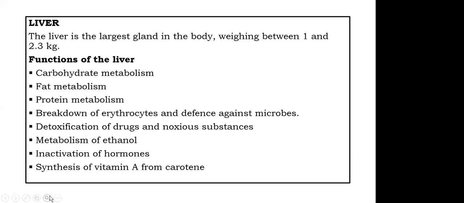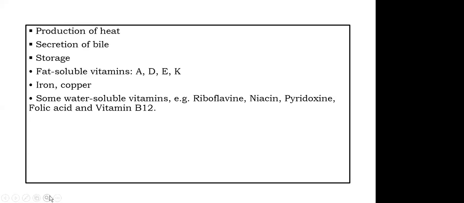And what is the other function? The production of heat. The liver uses considerable amount of energy, has a high metabolic rate and produces heat. And the liver is the main heat producing organ of the body. Another function is secretion of bile.